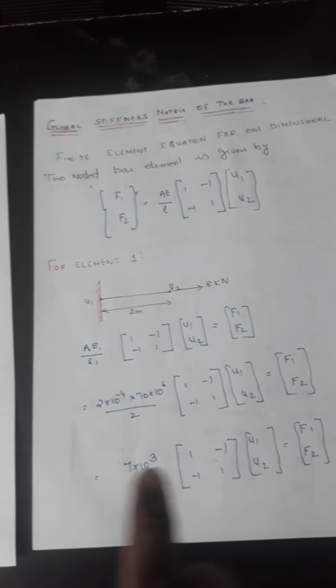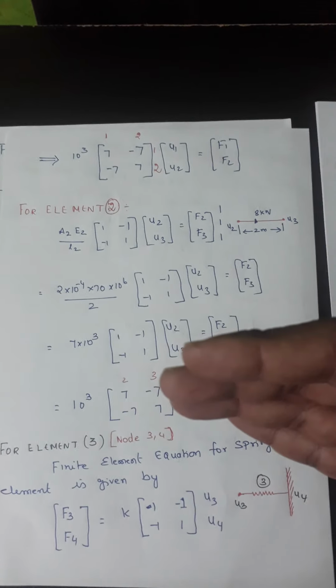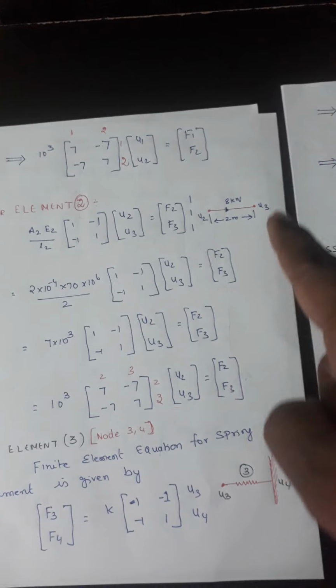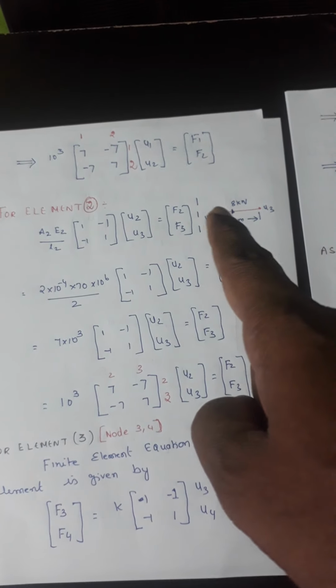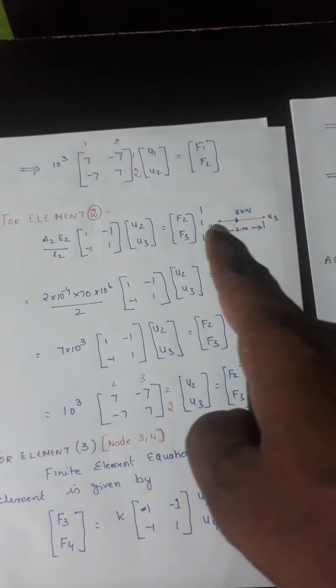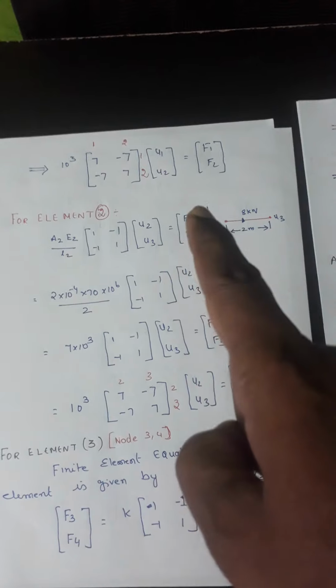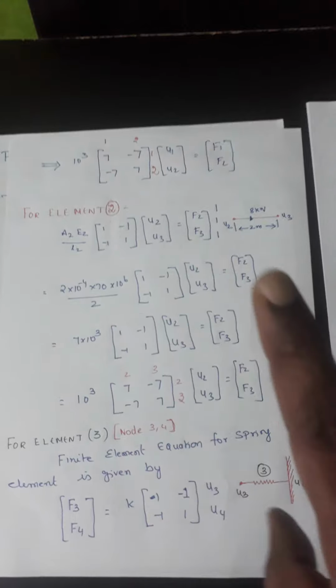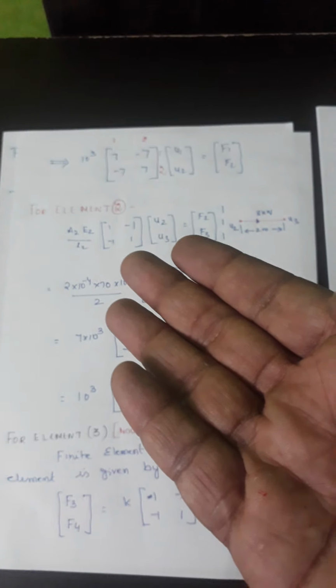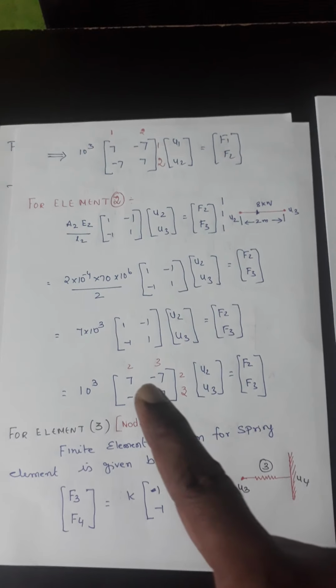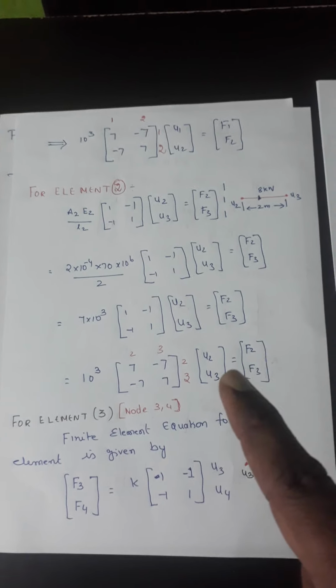I am going to multiply the 7 inside. I have multiplied the 7 inside, and again element 2. The element 2 is this one, where the force is acting, with nodes U2 and U3, and forces F2 and F3. A2 is 6, L2 is 2, and everything is the same, so there is no need to write AE again because the material is the same. So this equation I got: 7, -7, -7, 7, with U2, U3 and F2, F3.